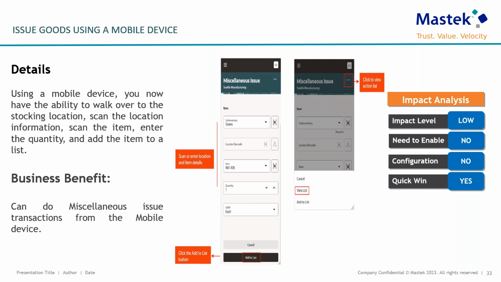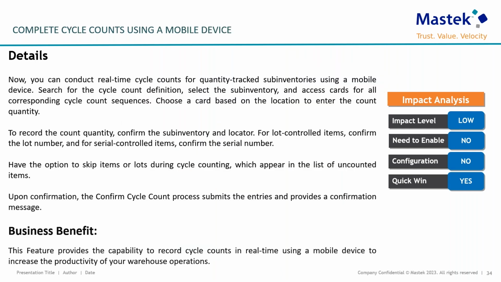Now moving to the next one. We have a feature called complete cycle count using a mobile device. We can use a mobile device to complete the cycle count. The cycle count is a key way to ensure the physical on-hand quantity matches the on-hand reflected in the system in the inventory management module.